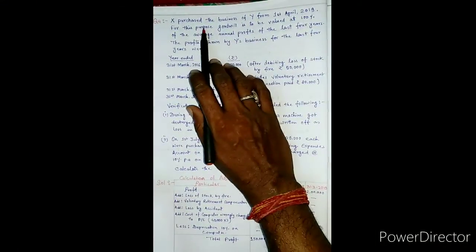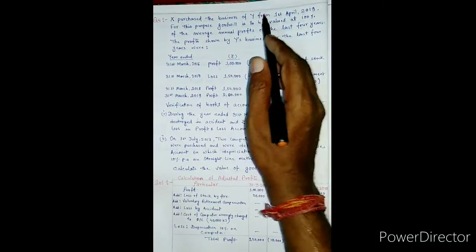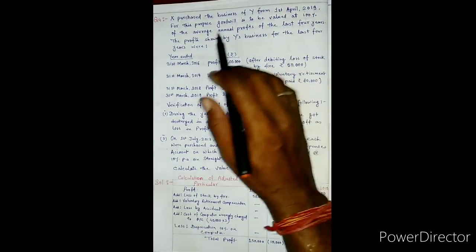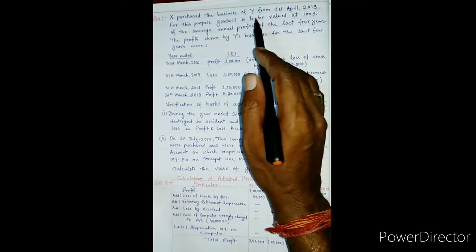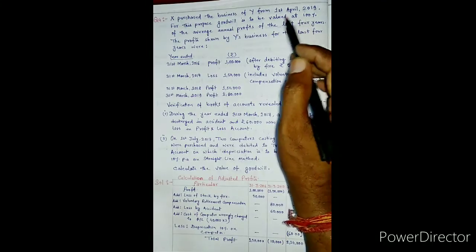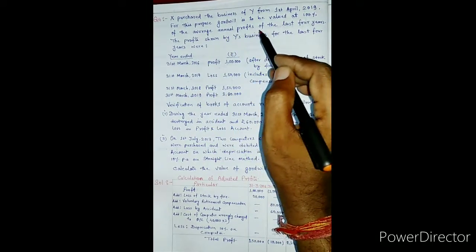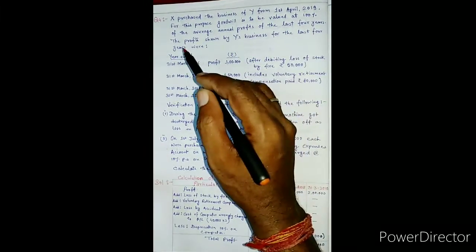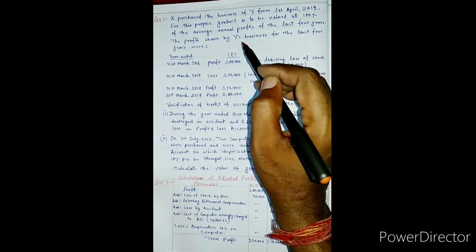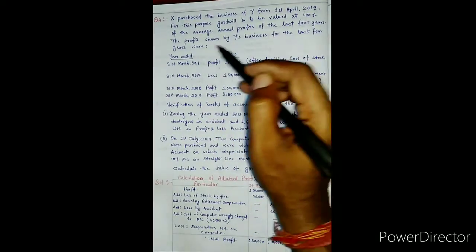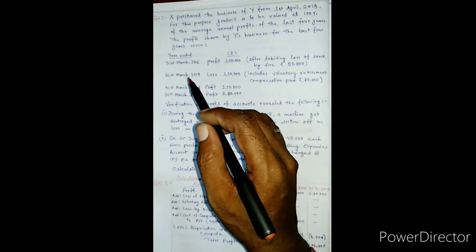The question is, X purchased the business of Y from 1st April 2019. For this purpose, goodwill is to be valued at 100% of the average annual profit of the last 4 years. The profits shown by Y's business for the last 4 years were. So 4 years' profit.